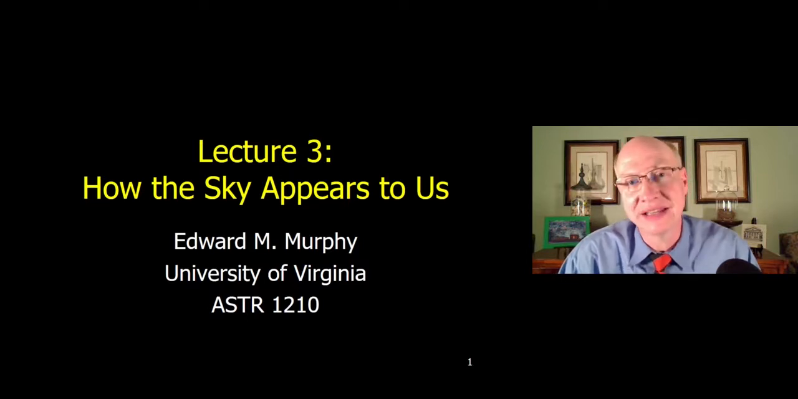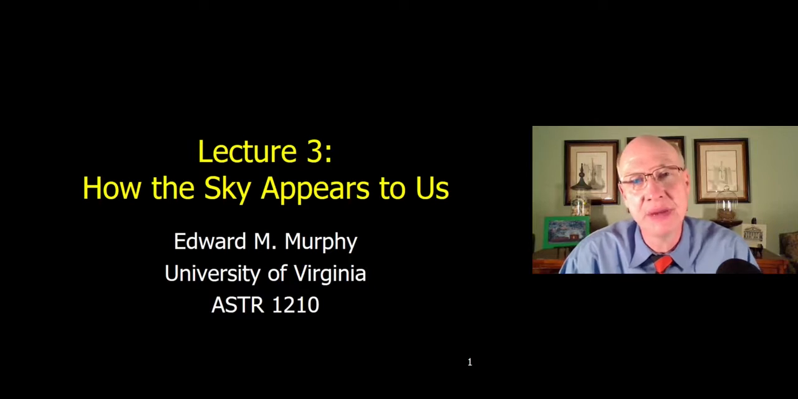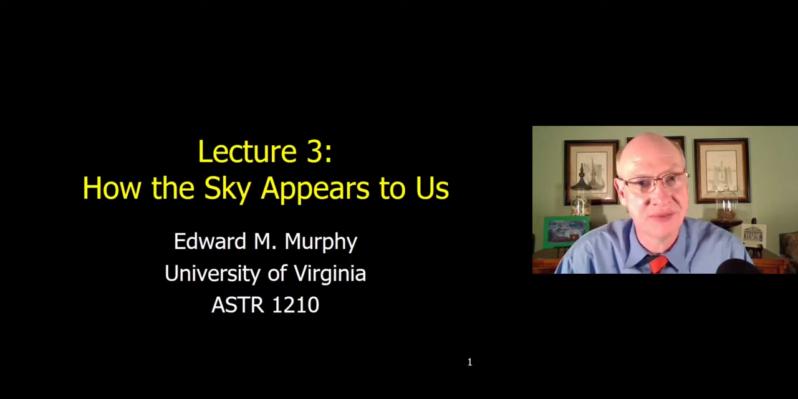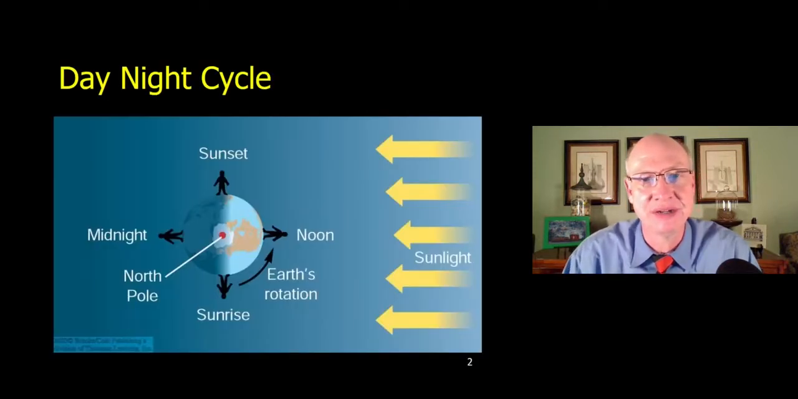So in our last lecture, we took a tour of the universe, and in this lecture, we're going to go back to looking at the night sky and the day sky for that matter, and see how they look to us, and talk a little bit about how we measure the positions of objects in the sky. So first of all, let's talk about how the sky appears.